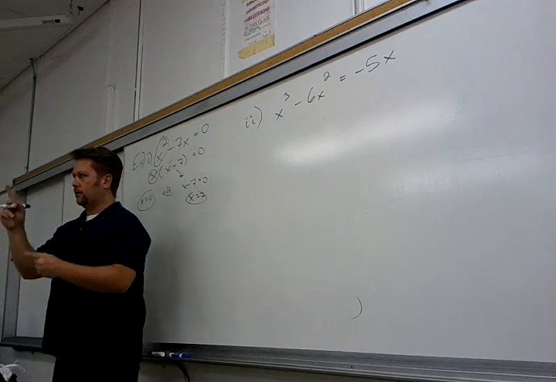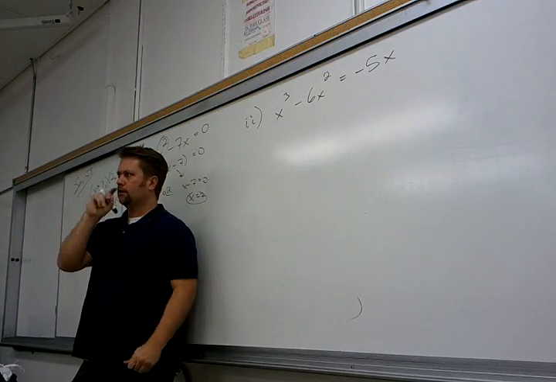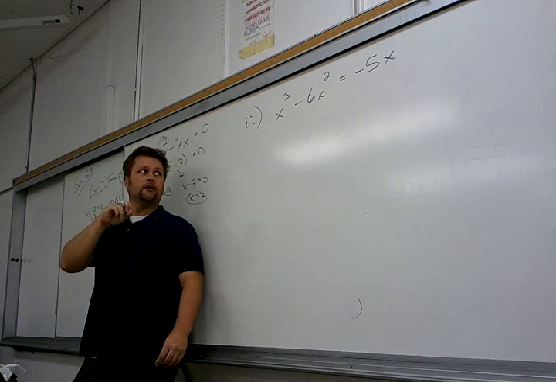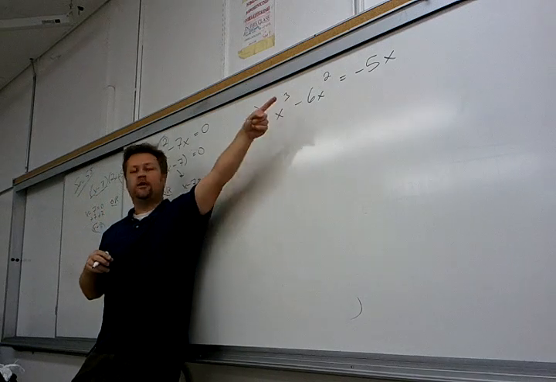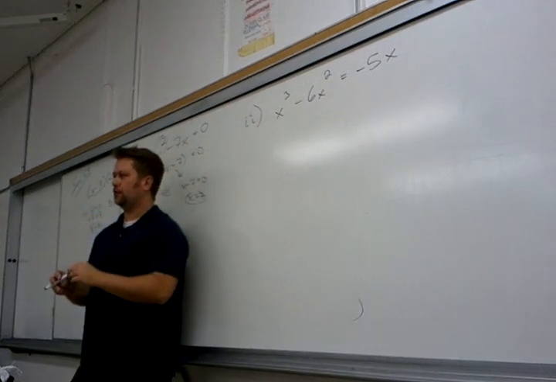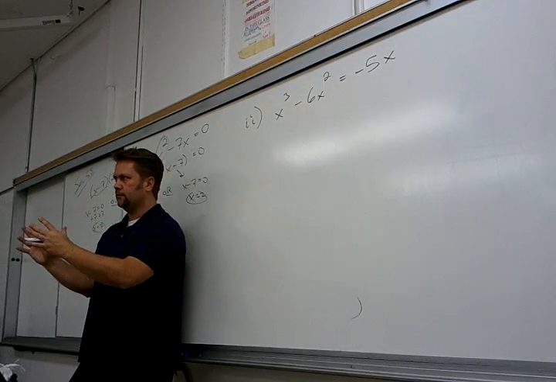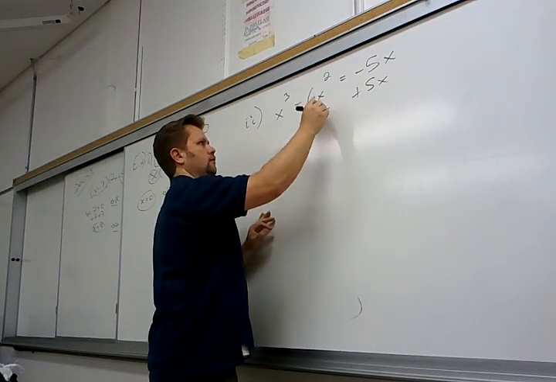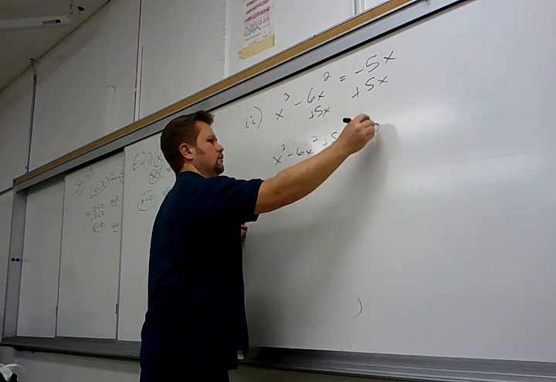All right, now I want to step through what it is about the problem that tells you what to do. It's that x has a cube and a square. There are higher powers on my variable, and that tells me to make it equal to 0. Move everything onto one side, so you're going to add 5x. I get x cubed minus 6x squared plus 5x equals 0.